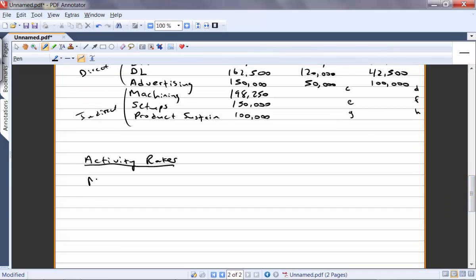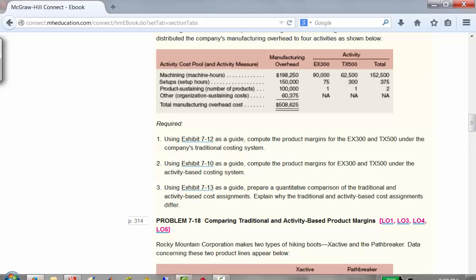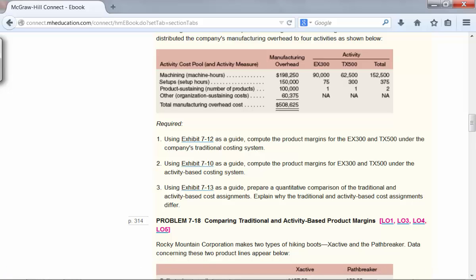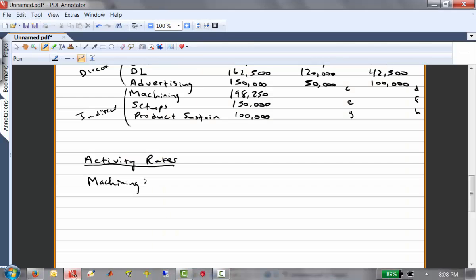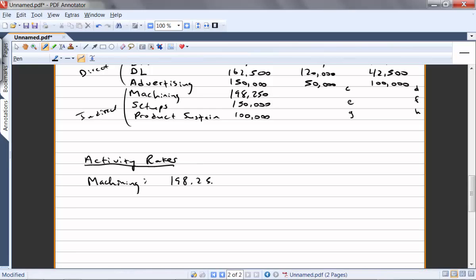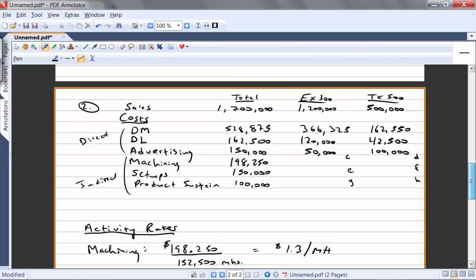So, machining, what's the activity rate for machining? What drives the cost of the machining activity? Machine hours. That's the activity driver. How many machine hours total were there? 152,500. What's the total cost of the activity? 198,250. The activity rate for an activity is the total cost of the activity divided by the total level of the cost driver for that activity. So $198,250 over 152,500 machine hours, and we get an activity rate of $1.30 per machine hour.